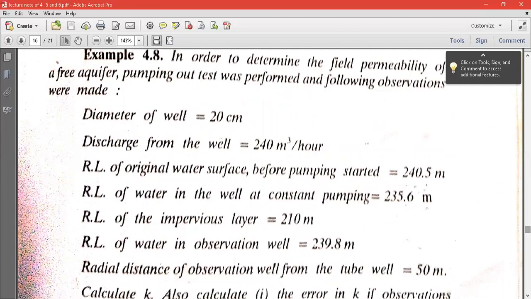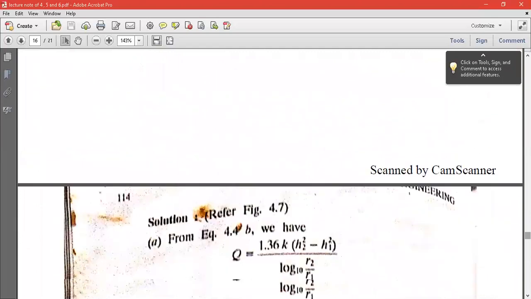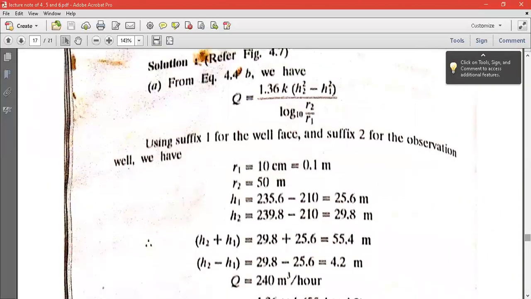235.6 minus 210 will give you the depth of the water in the well, and that is given as 25.6 meter. Again, H2 means in the observation well. If we go, 210 is 210, the bottom is no change whether it is in the observation well or the well. Only the level of the water changes, because at the farthest point, I mean to say the 50 meter distance, the reduced level of the water in the observation well is given as 239.8. So in that case, H2 will be 239.8 minus 210.